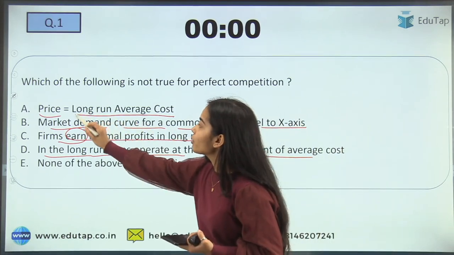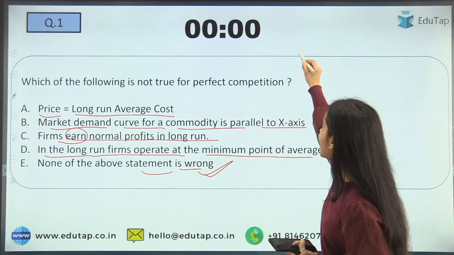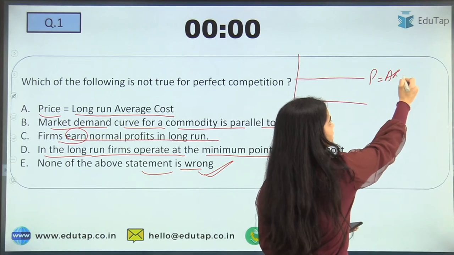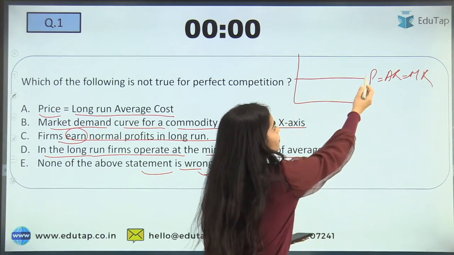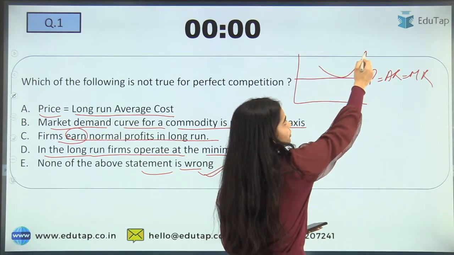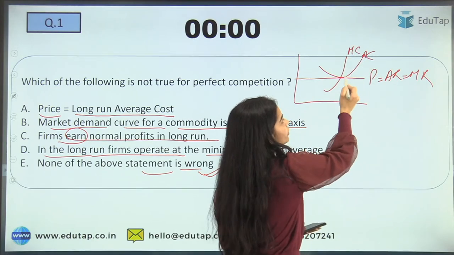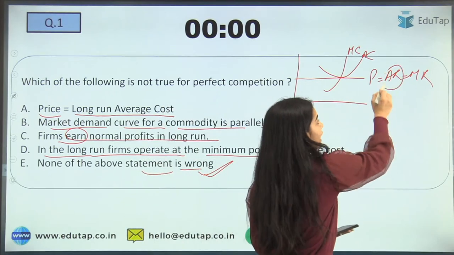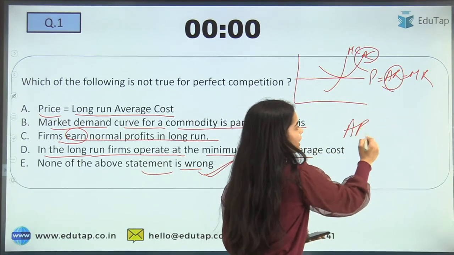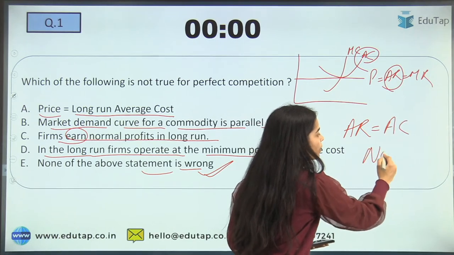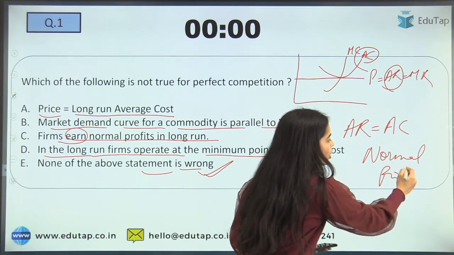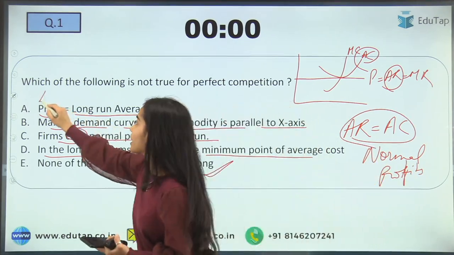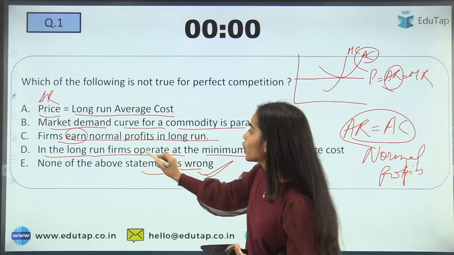See, first of all, price is equal to long run average cost, that is in the long run, your price is equal to AR is equal to MR, okay, and price is equal to average cost. Why price is equal to average cost? Because in the long run, you only earn normal profits. So your AR should be equal to average cost for the normal profits. For the normal profits, your AR should be equal to AC. Okay, and here price is equal to AR, and that's why in the long run you are earning normal profits.